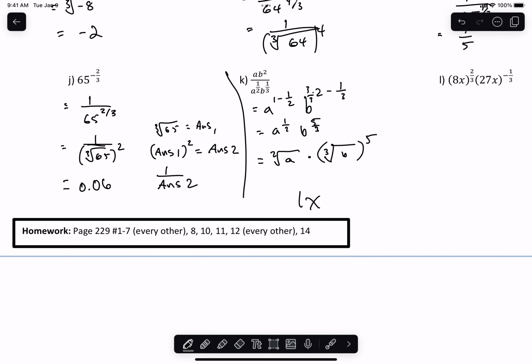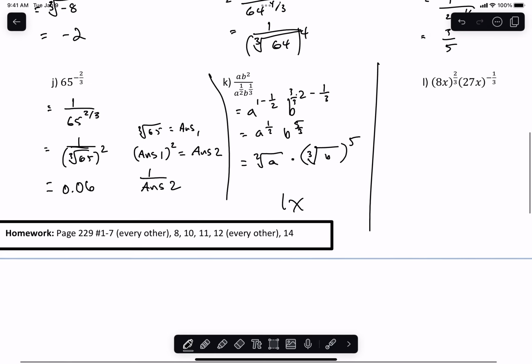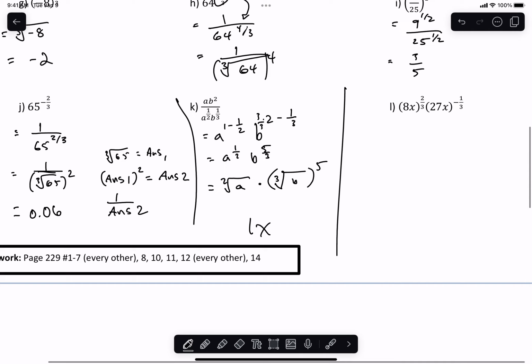Okay. Everybody okay? Let's give this a go. This one's going to be a little bit messier. Okay. I'm going to get here. We're going to distribute the exponent to everything on the inside of the bracket. So I get 8 to the 2/3, x to the 2/3, multiplied against 27 to the negative 1/3, x to the negative 1/3.